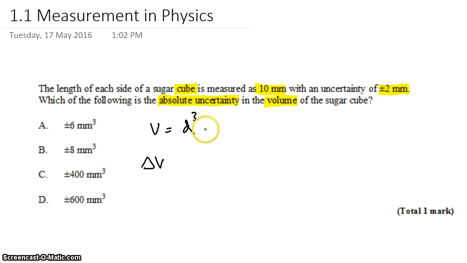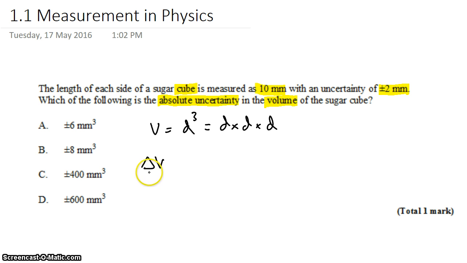What we have here is a multiplication. D times D times D. And whenever you have a multiplication, the way that you propagate uncertainty through is to add the percent uncertainties or add the fractional uncertainties of the quantities that go into the multiplication or division. It's the same rule for division.